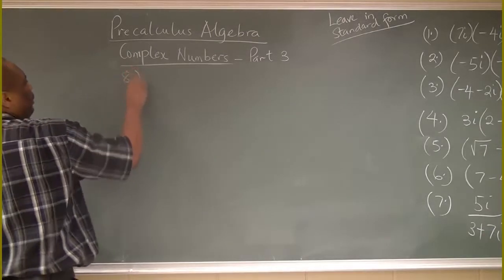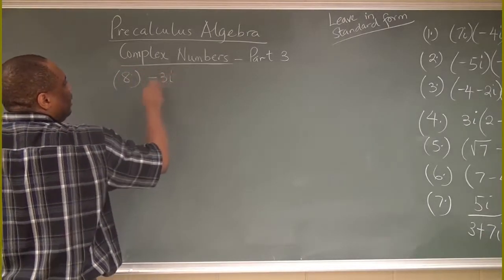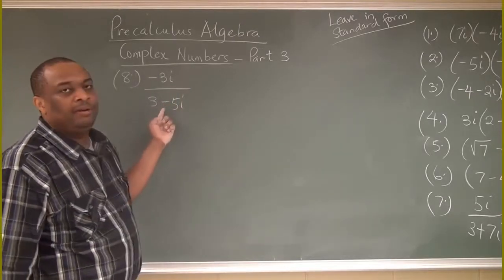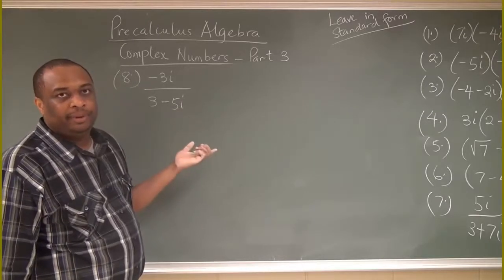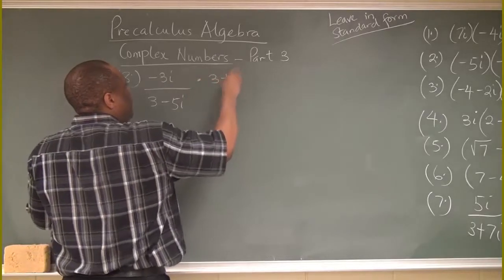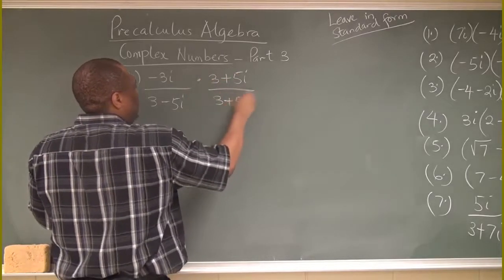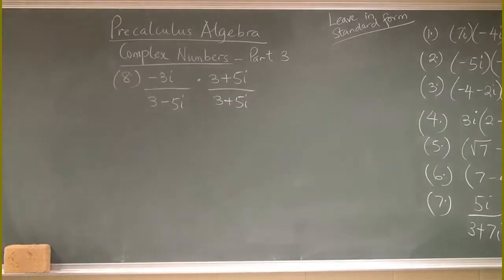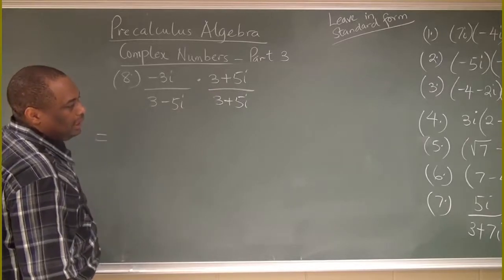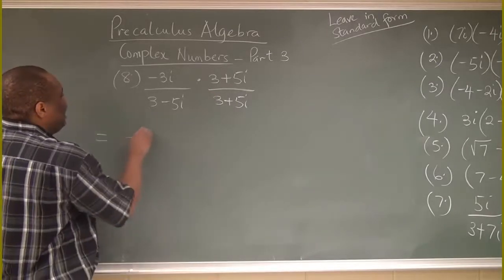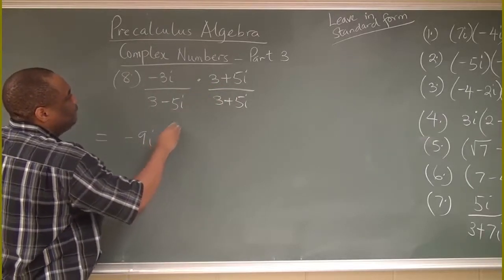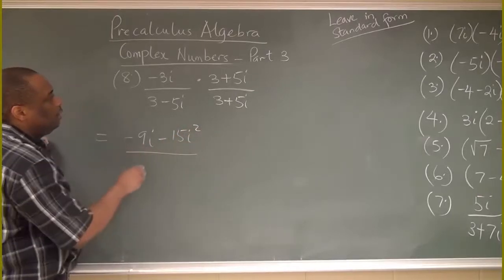Number 8, we have negative 3i over 3 minus 5i. So what is the conjugate? The conjugate of 3 minus 5i is 3 plus 5i. So this means negative 3i times 3 plus 5i all over 3 plus 5i. And this will give us negative 3i times 3. Negative 3i times 3 is what? Negative 9i. Then negative 3i times plus 5i is negative 15i squared all over.